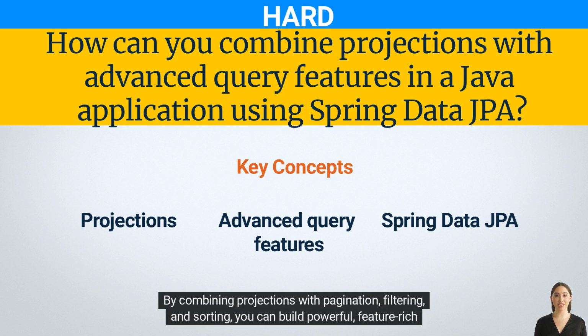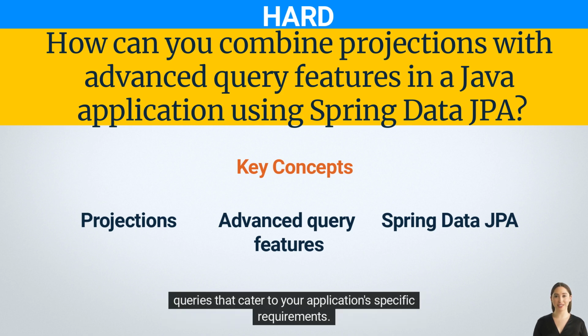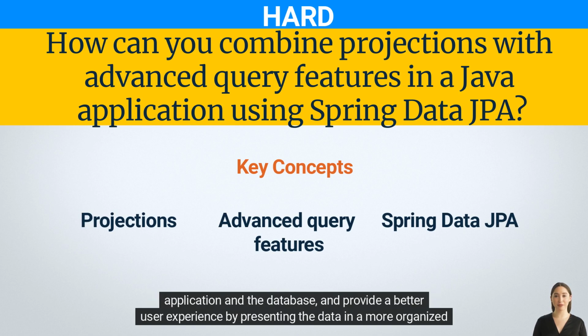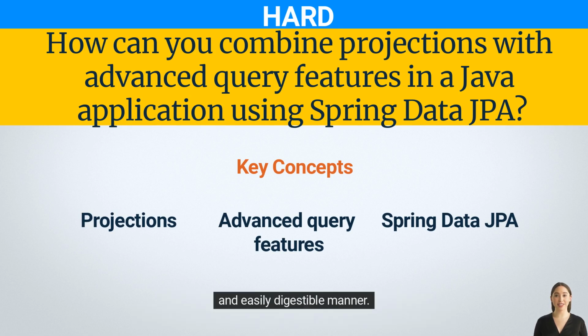By combining projections with pagination, filtering, and sorting, you can build powerful, feature-rich queries that cater to your application's specific requirements. This combination allows you to optimize data retrieval, minimize the amount of data transferred between the application and the database, and provide a better user experience by presenting the data in a more organized and easily digestible manner.